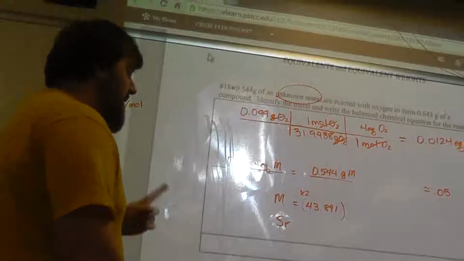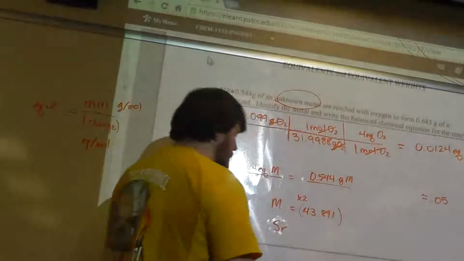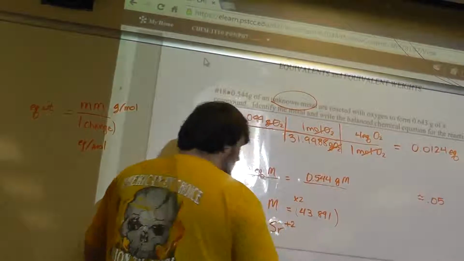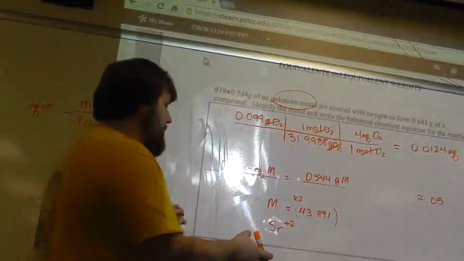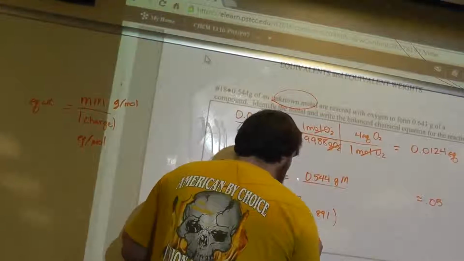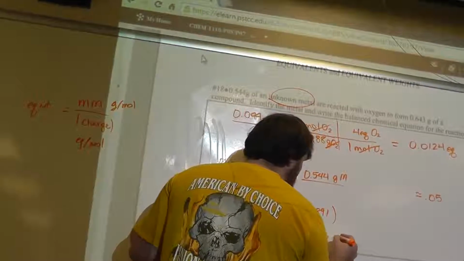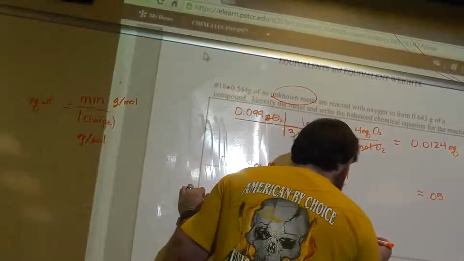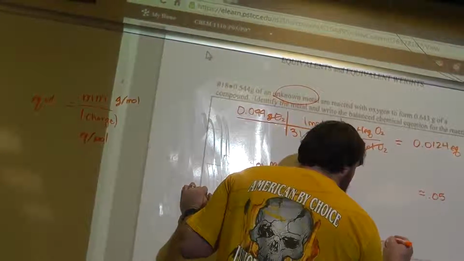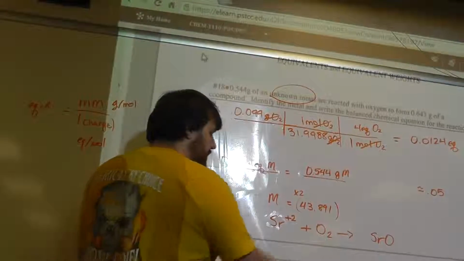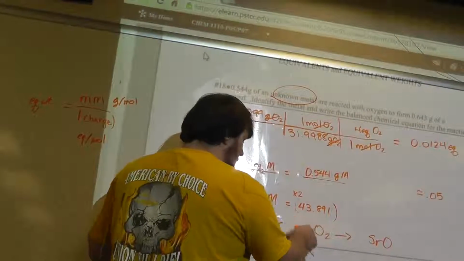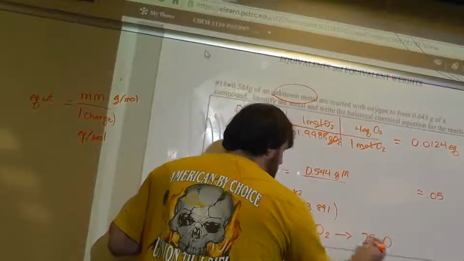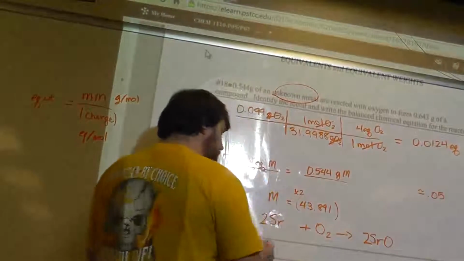Strontium does only have one charge. What's the charge for strontium? +2. So if a strontium were to react with O2, the charge on strontium is +2, and the charge on each oxygen is -2. So it would react to form strontium oxide. And I'm going to drop this charge here. So we need to balance it. We need a 2 here and a 2 here.